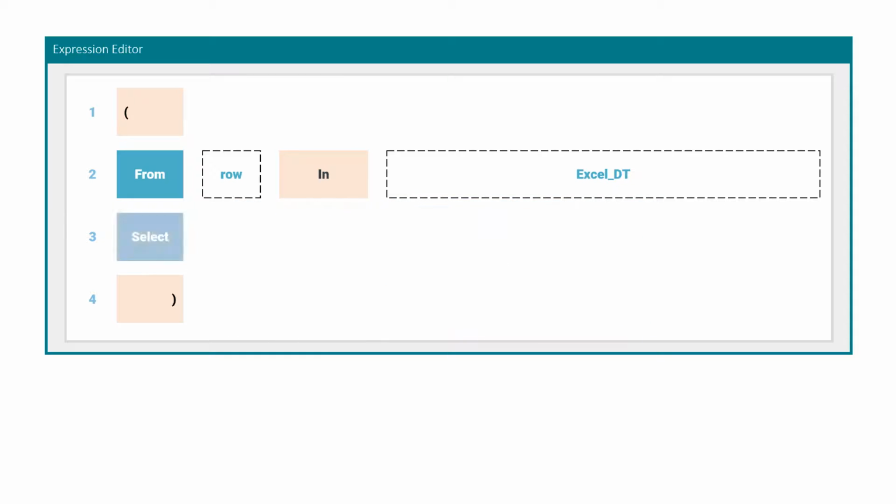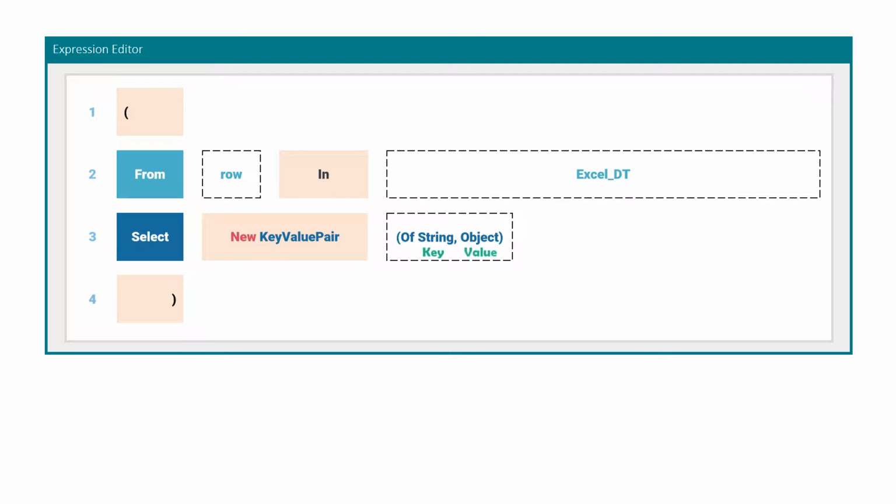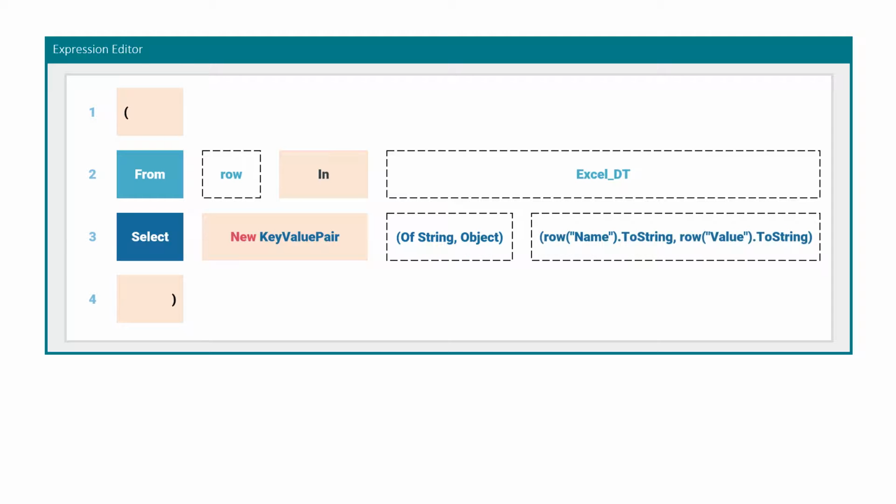The next statement is select. Using this statement we define what we want to read from each row. I will first create a key value pair variable. It's exactly the same as a dictionary. Then we define the types for key and value, for example key is string and value is object. After that we have to define which one is the key and which one is the value. The first one is always the key and the second one is the value.